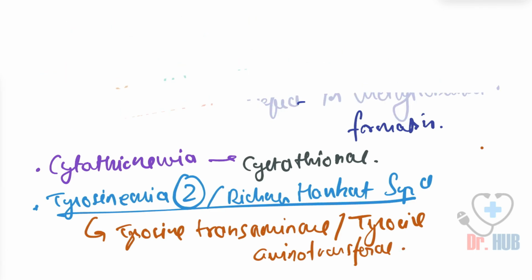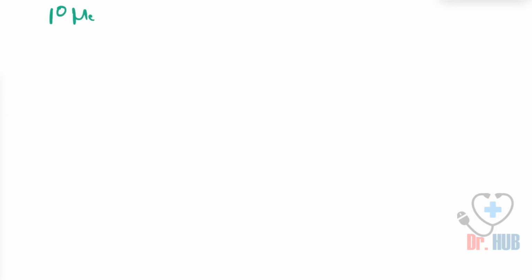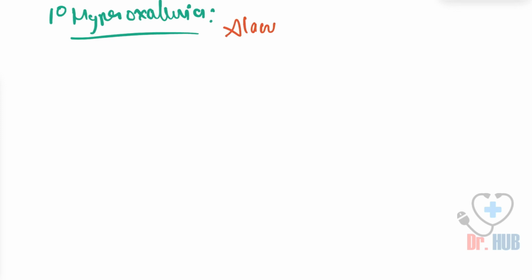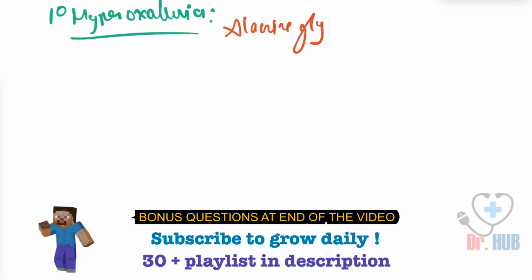Next, we move on to primary hyperoxaluria. In case of primary hyperoxaluria, the enzyme defective is the alanine glyoxylate aminotransferase.